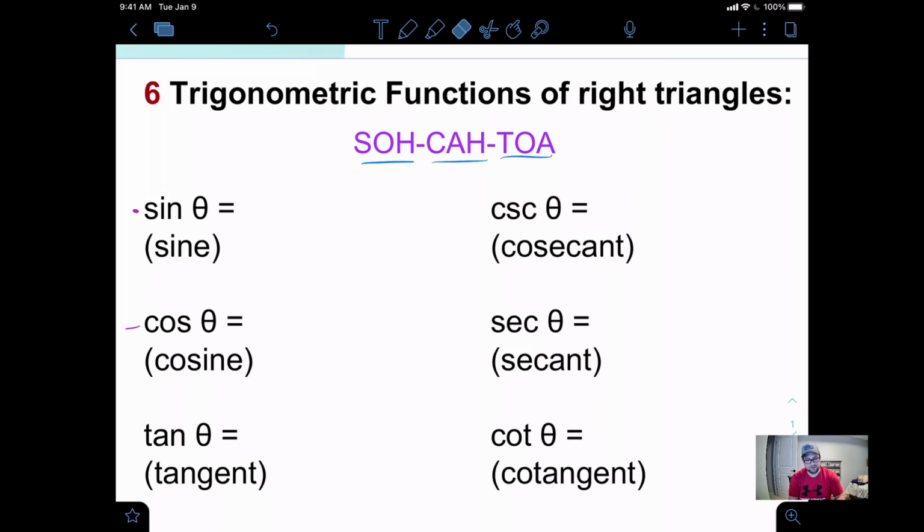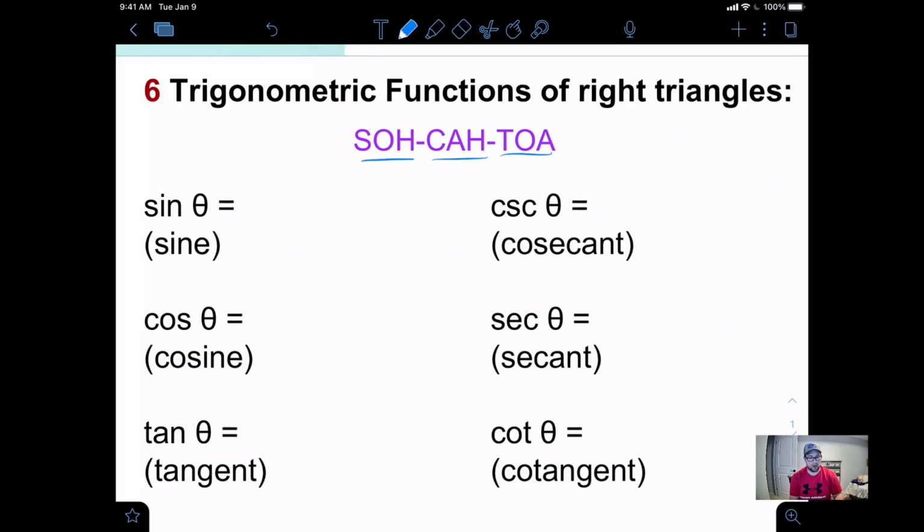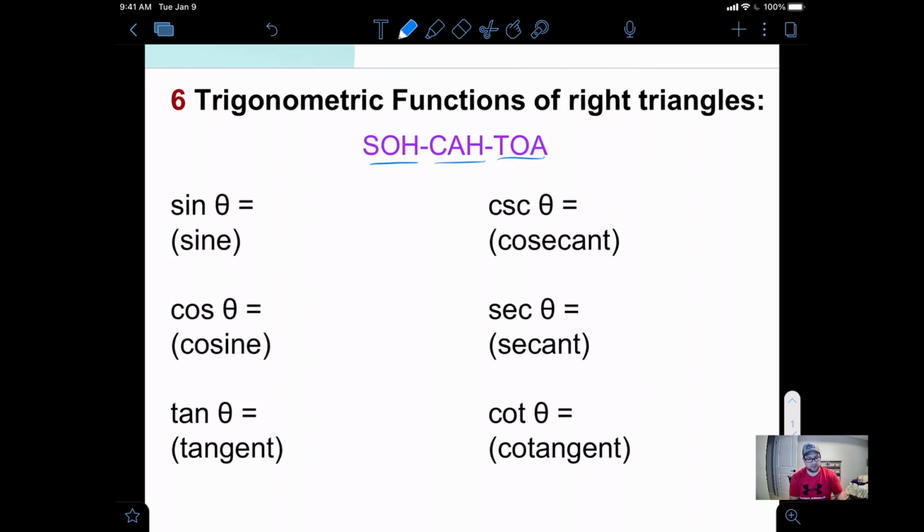This mnemonic device works mainly for the first 3 of them, but the second 3 are just a manipulation of it. The first function we talk about is sine, and this is represented in the word SOH. Sine is going to be the opposite divided by the hypotenuse. Every right triangle, given an angle, is going to have an opposite side and a hypotenuse, and that is how we are going to actually use these.